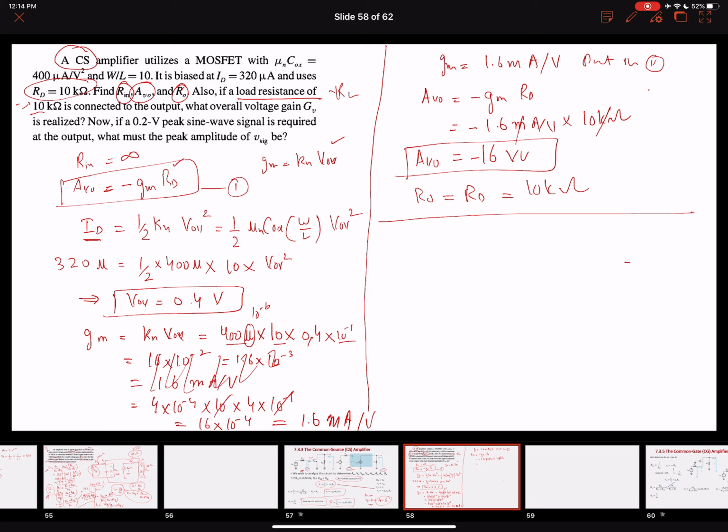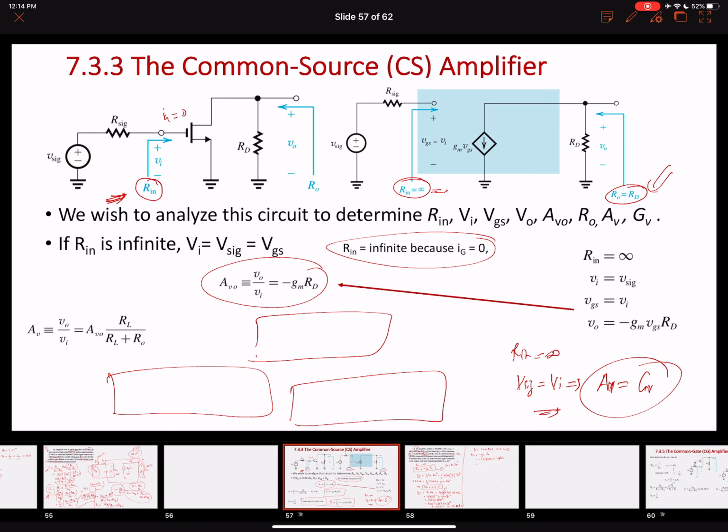The third thing that we need to find out: if the load resistance of 10 kilo ohms is now connected to the output, what overall voltage gain is realized? Now we need to find out the overall voltage gain. Going back over here, the overall voltage gain will be equal to the voltage gain of the amplifier, because our input resistance is infinite and there is no loading effect. So I can use that. This is also equal to Gv, so minus GM RD in parallel with RL.